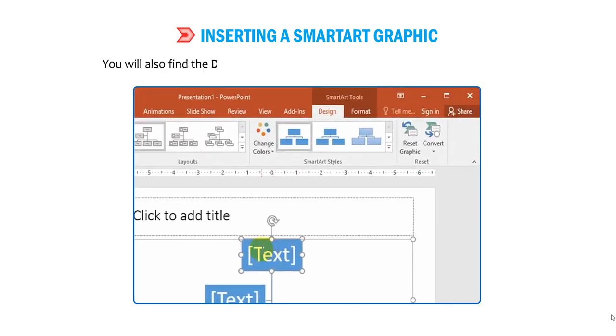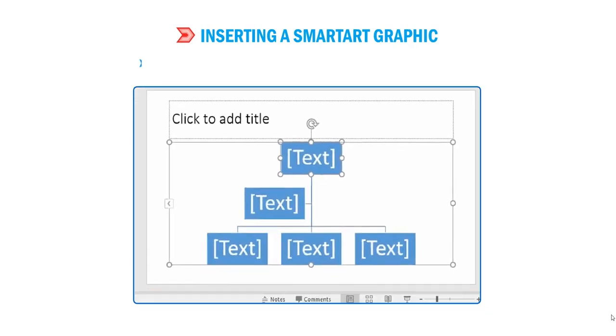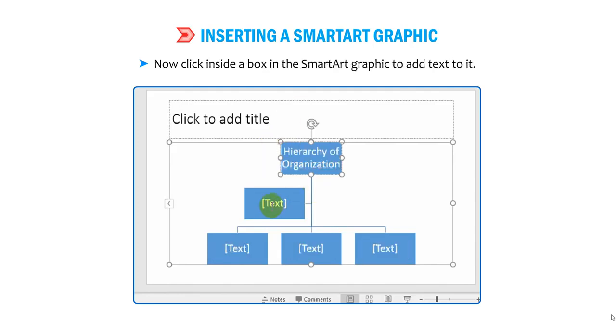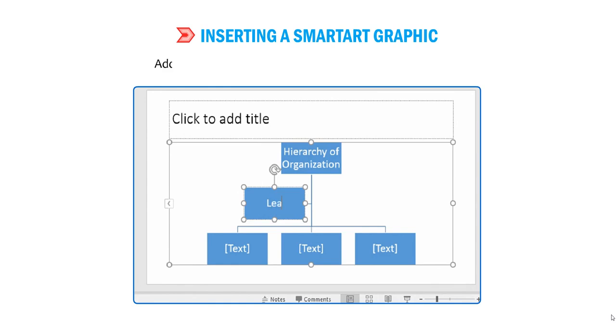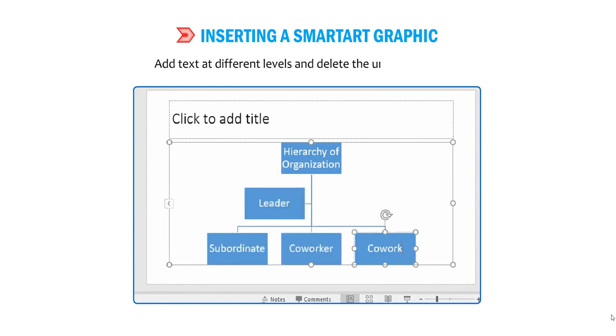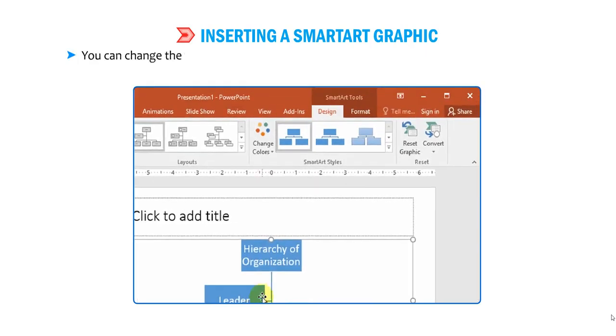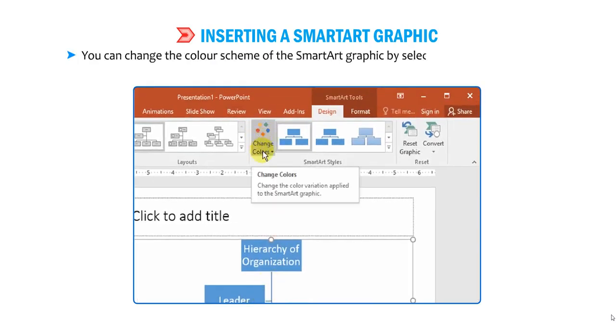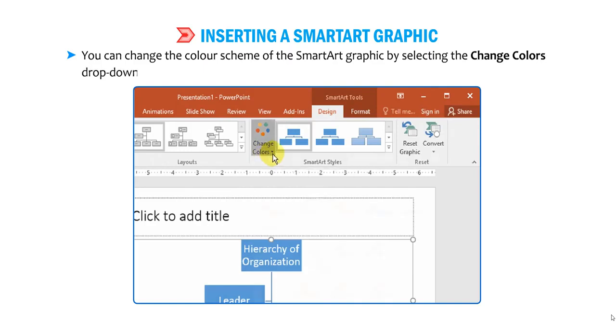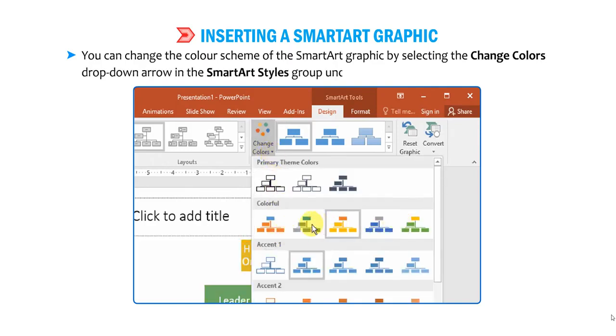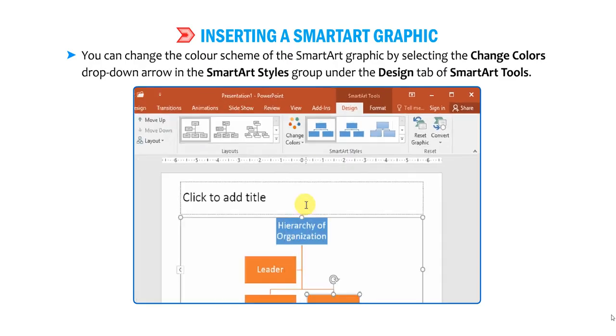A blank organization chart will appear on the slide. You will also find Design and Format tabs with layouts and Smart Art styles. Now click inside the box in the Smart Art graphic to add text to it. Add text at different levels and delete the unwanted box. You can change the color scheme of the Smart Art graphic by selecting the Change Colors drop-down arrow in the Smart Art Styles group under the Design tab of Smart Art Tools.